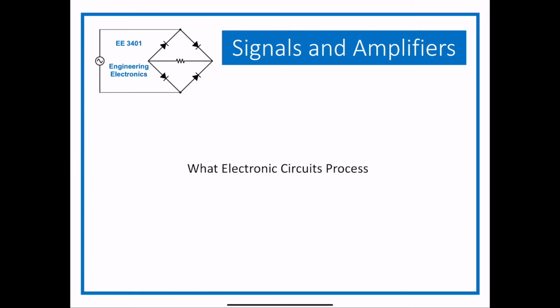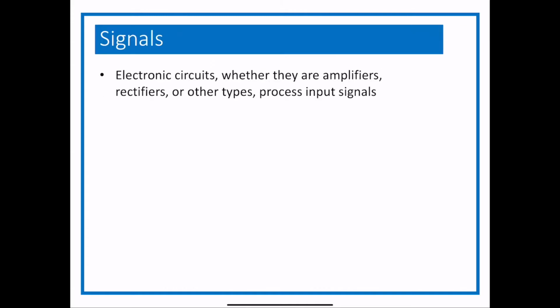Before we start talking about general amplifier circuits and that type of thing, we're going to cover a little bit about just signals in general, since all electronic circuits are going to process some type of signal. So, when there is an amplifier or a rectifier, which basically can take positive and negative voltages and make them all positive, everything processes some type of input signal. And the input signals are going to be modeled in one of two ways.